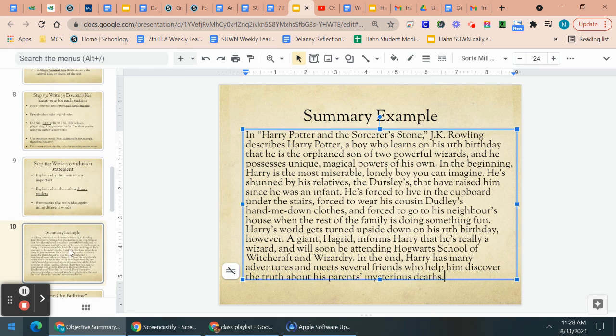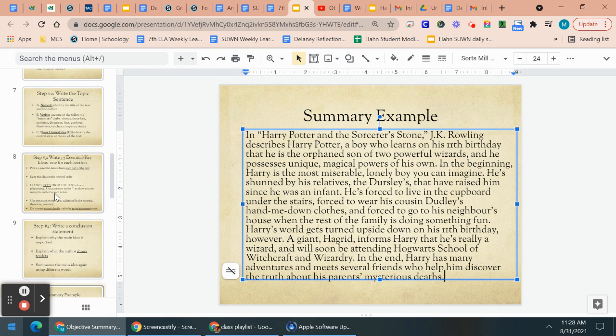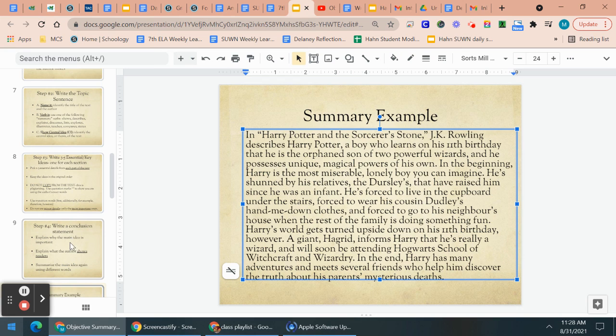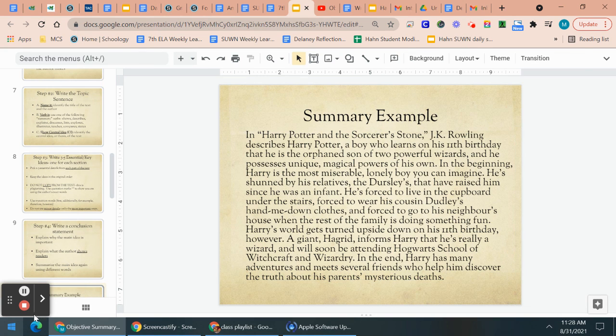All right, so you're going to practice on your own. Don't forget all of the steps. Read and annotate your article, write your topic sentence, include a few sentences with essential key ideas from your article, and then write a conclusion statement. Good luck with your objective summary.